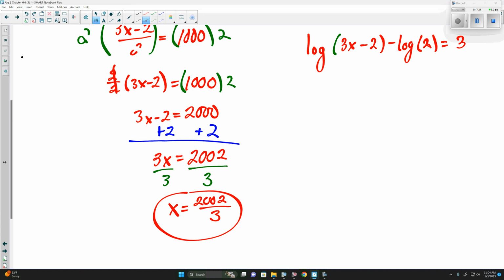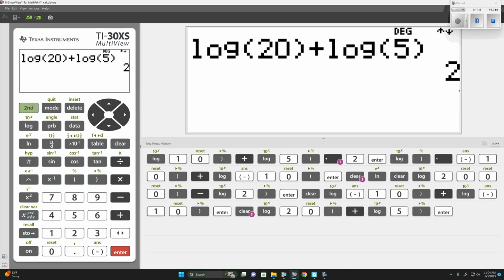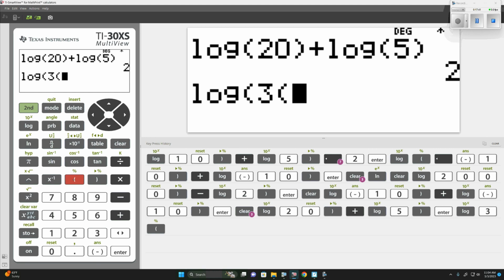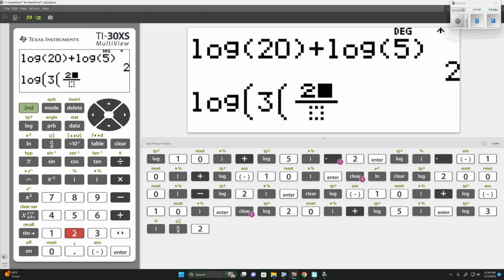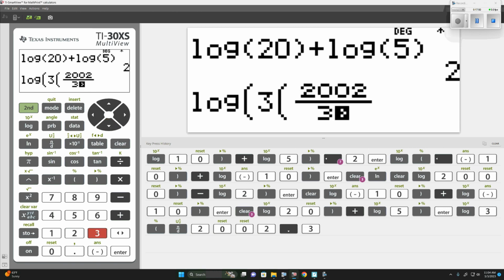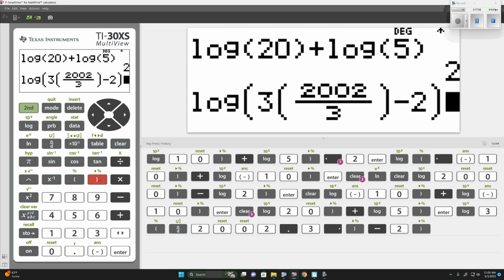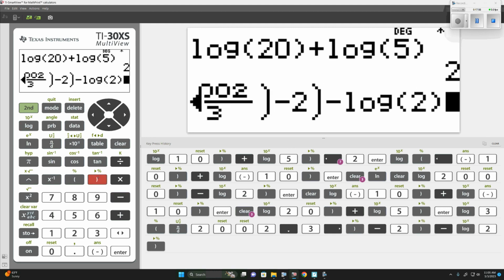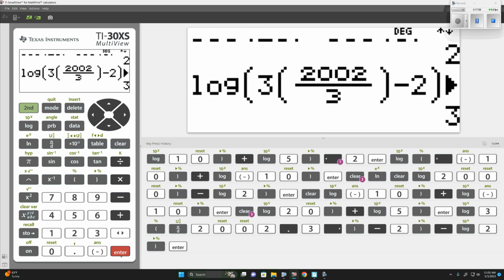Now, at this point here, we can check to make sure that this works. We can plug it back in. So we can say log of 3 times 2002 over 3 minus 2 minus log of 2 is equal to 3. Now we could type this onto the calculator. I could say log of 3 parentheses, 2002 over 3 minus 2 minus log of 2. And if we type this all in, we should get 3. So it does work out.